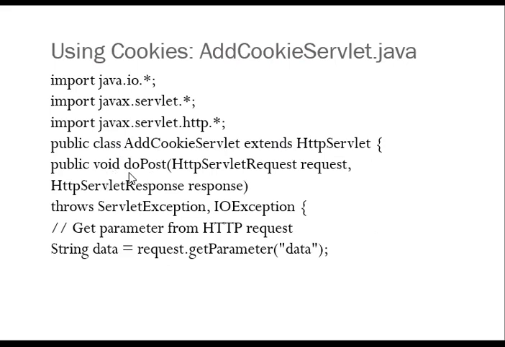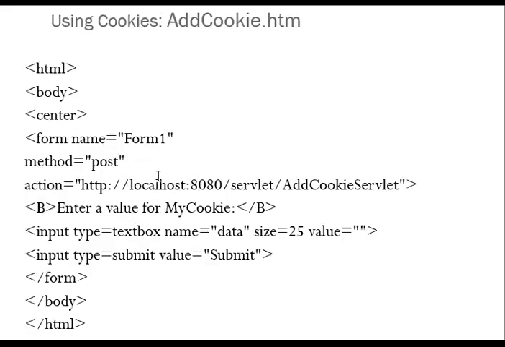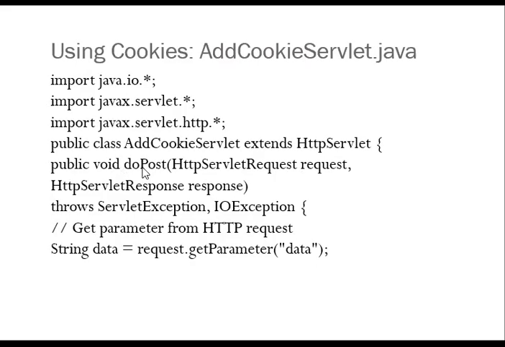If you observe, it is a doPost method. Why is it doPost? Because the method that we specified over here is post. So doPost request, response. Here what we'll do is extract the parameter data, request.getParameter data. Now whatever value is typed in the text box is extracted over here.